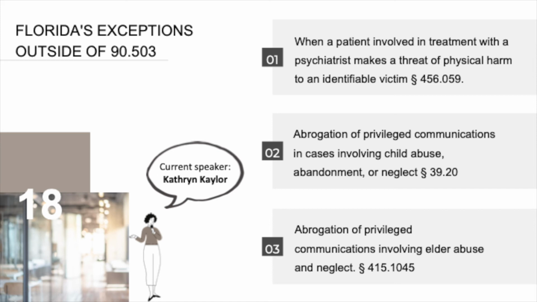The third is the abrogation of privilege, and the privileged communication does not apply to any situation involving a known or suspected abuse, neglect, or exploitation of a vulnerable adult. However, this statute does not only apply to a perpetrator, as seen in the last statute.